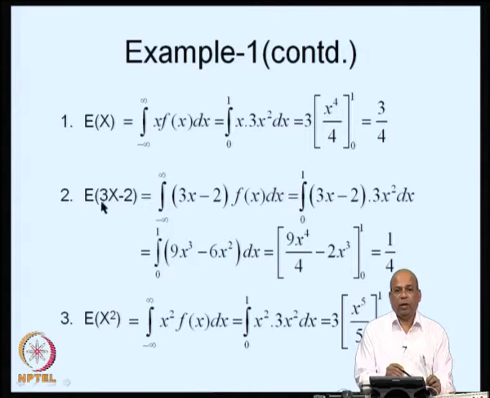Then the expected value of any function of x is given by the integral from minus infinity to plus infinity of that particular function into f of x dx. So, the expected value of 3 x minus 2 is given by the integral from minus infinity to plus infinity of 3 x minus 2 into f of x, which is 3 x square, into dx, and when you integrate that you will get 1 by 4.